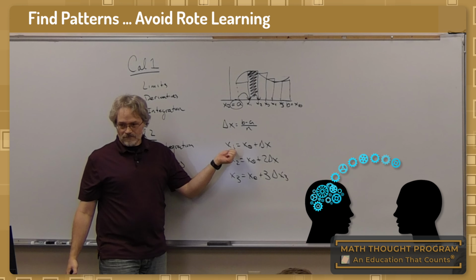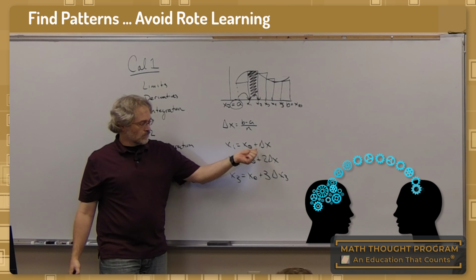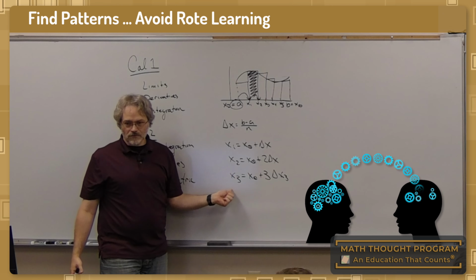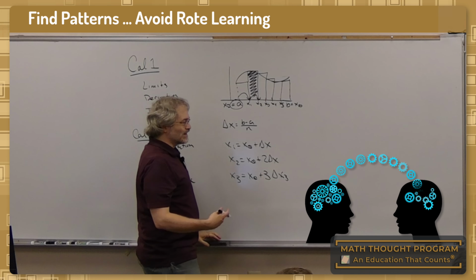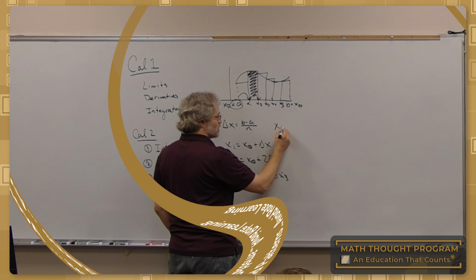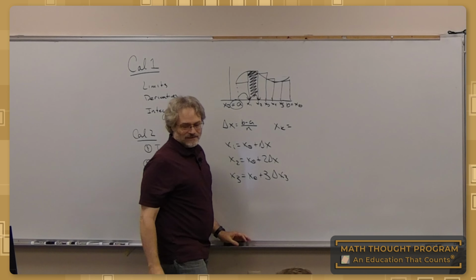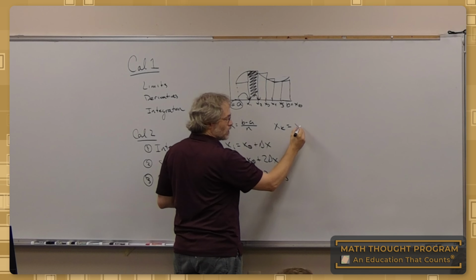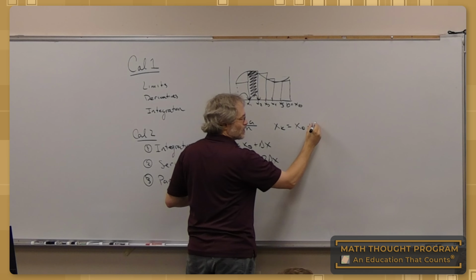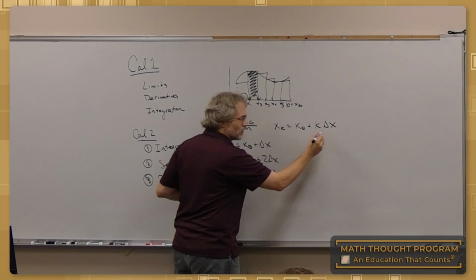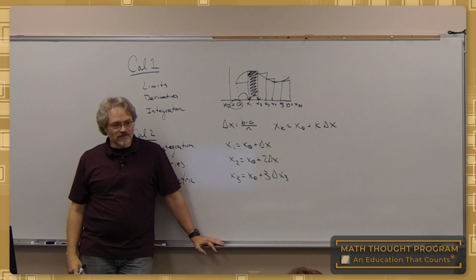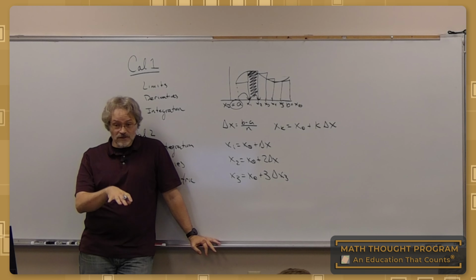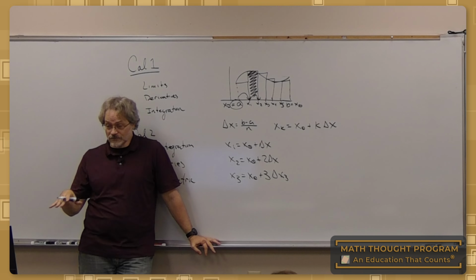I have 1, 1, 2, 2, 3, and 3. So if I want to get a nice equation, it seems to suggest then that x sub k is nothing more than the very first term, then k times delta x. And that's how I can find the values for x, if I was to chop this up into uniform pieces using the delta x.